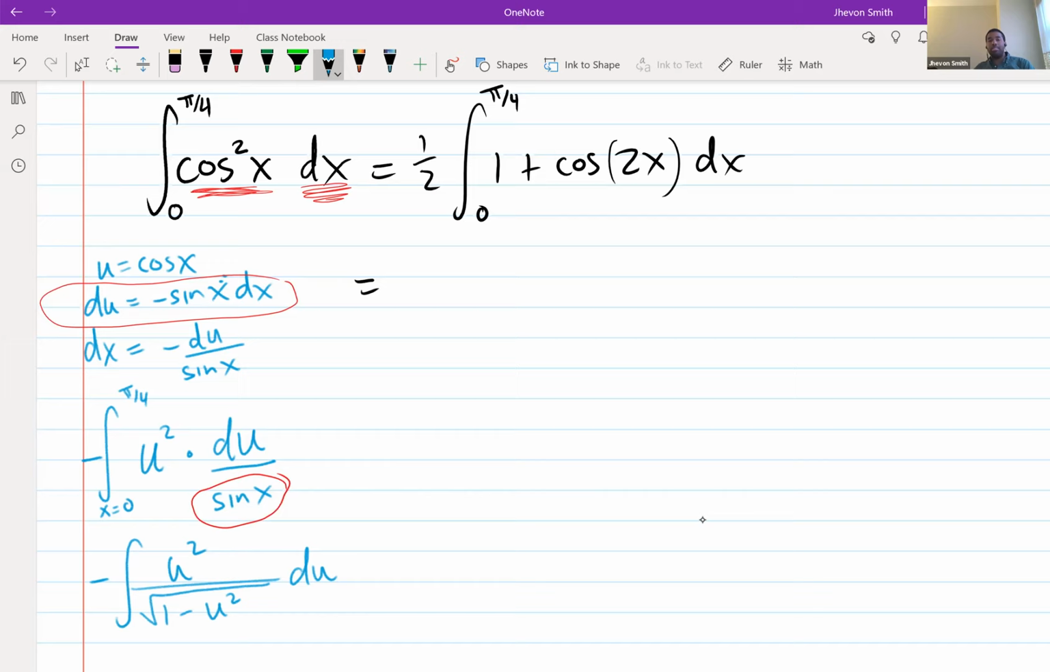It is far easier, and I do mean far easier. When you guys go to calc two and you learn about trig substitution, try to remember this and come back here and try to do that guy with trig substitution, and then compare your answer to what we did. This is much better, a lot better.